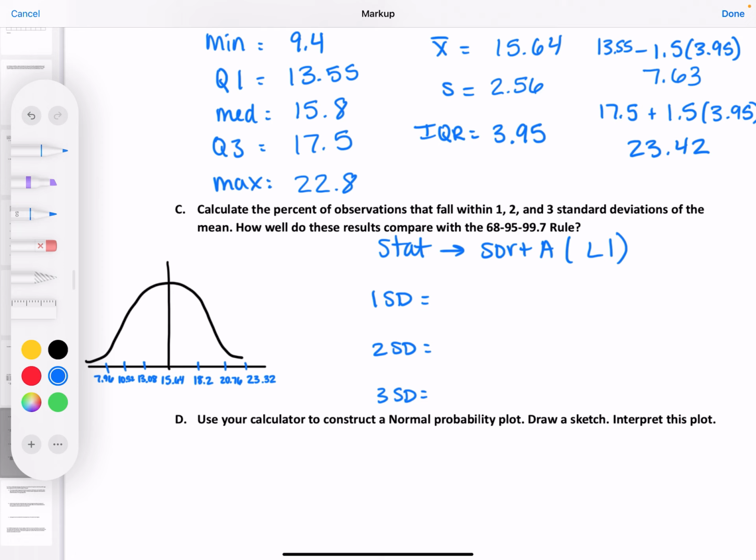And then if you hit the stat button and then edit, it'll bring up the list of numbers in order. So then you can tally where they go and count them up. So you could start when you get to 13.08, and count how many you have till you get to 18.2. And then you're going to do that number out of the total number, which is 44. So you're looking for however many out of 44 for each.